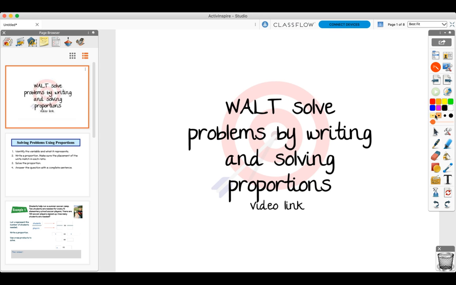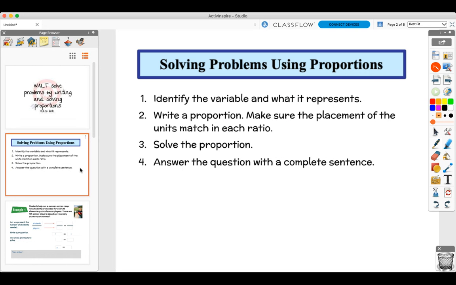So today's lesson is going to be on solving problems by writing and solving proportions. You're going to really focus on word problems today, and I know you did a little bit of it yesterday, but really this is the notes for it.